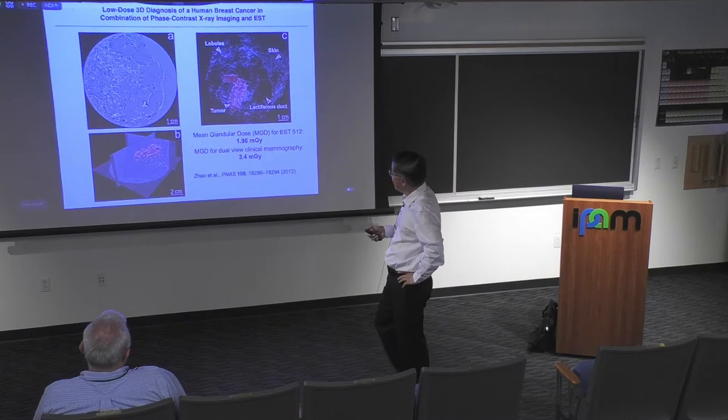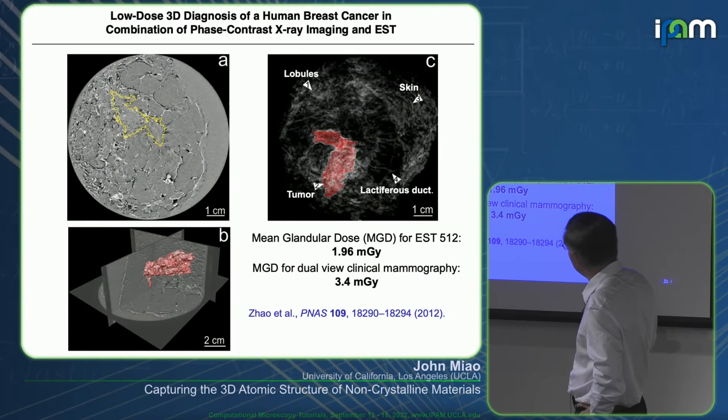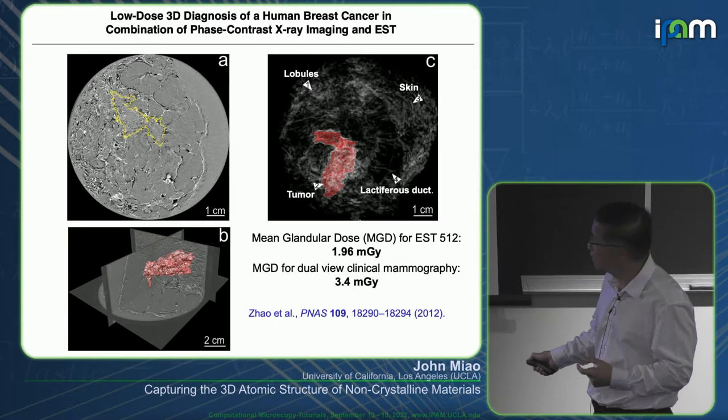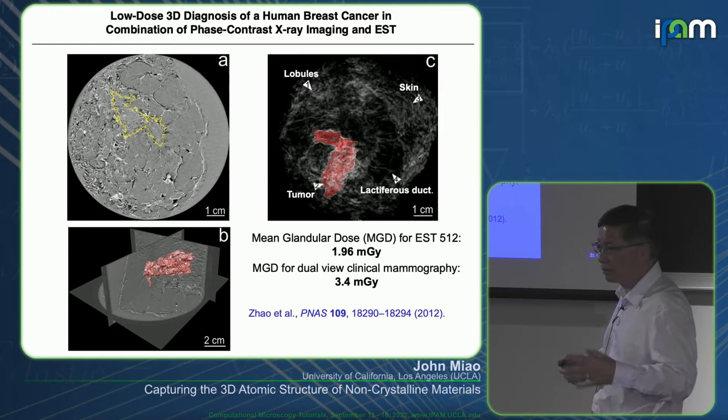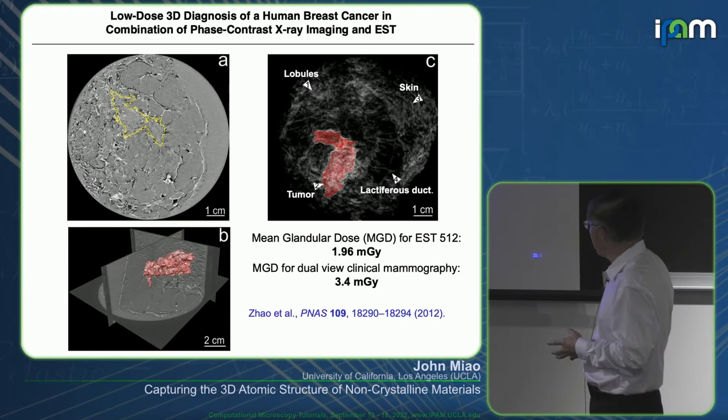And here shows actually, then we do segmentation. This is actually the cancer here. Okay, identified. So the total dose in our case is only 1.96 milligray. But for the dual view, women at a certain age have to do mammography. Mammography usually for the two views, dual views, is about 3.4 milligray. So this one's even lower, and can get 3D.